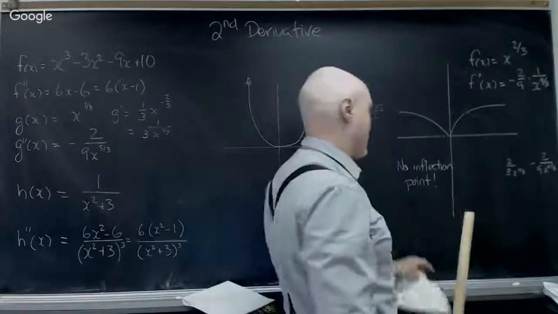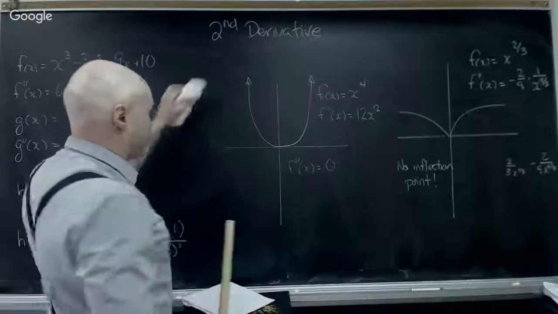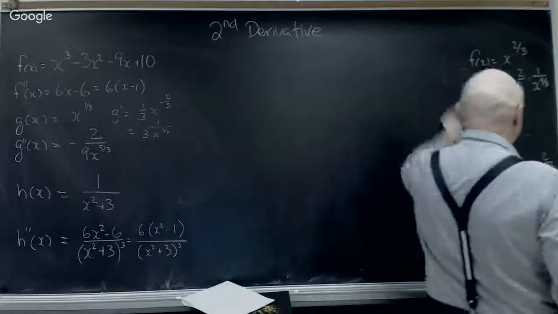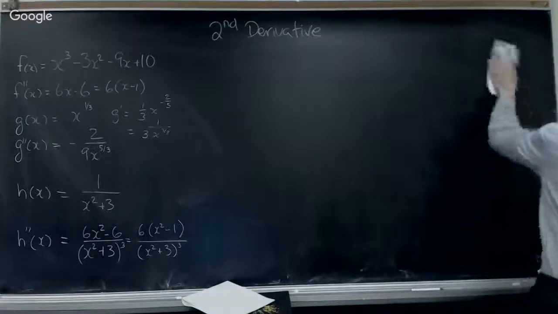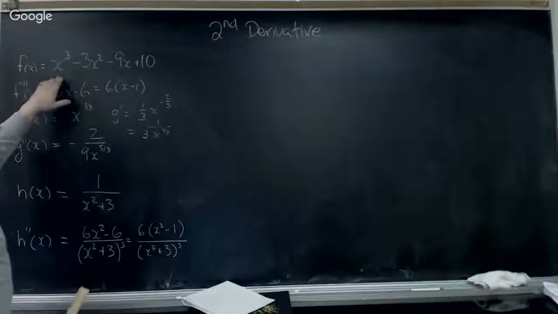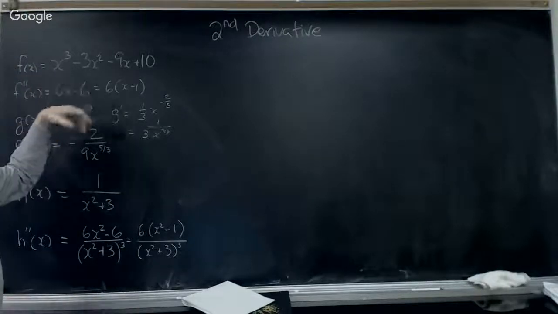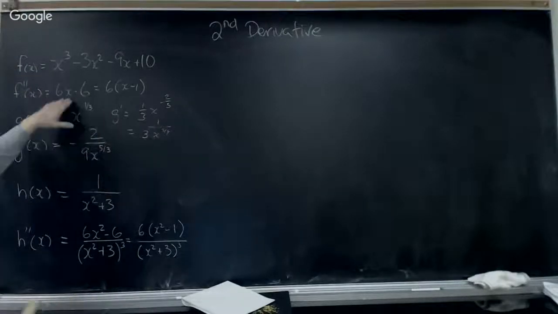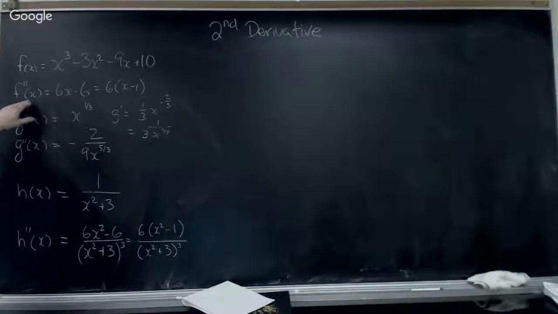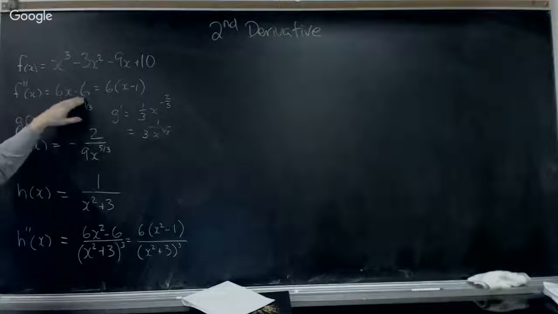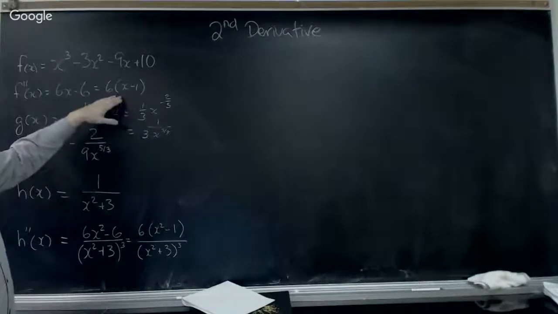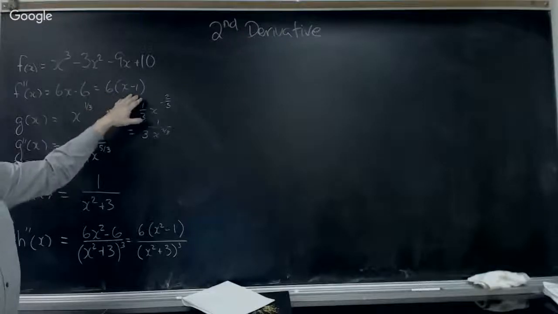All right, so I've got 3 functions. We're just going to quickly go over the second derivative and how you sketch them. The first one is a cubic function, and it's pretty easy to take the derivative. We just use the power rule. We take the derivative again using the power rule, and we end up with the second derivative equal to 6x minus 6. We can common factor that, and we end up with 6 times x minus 1.